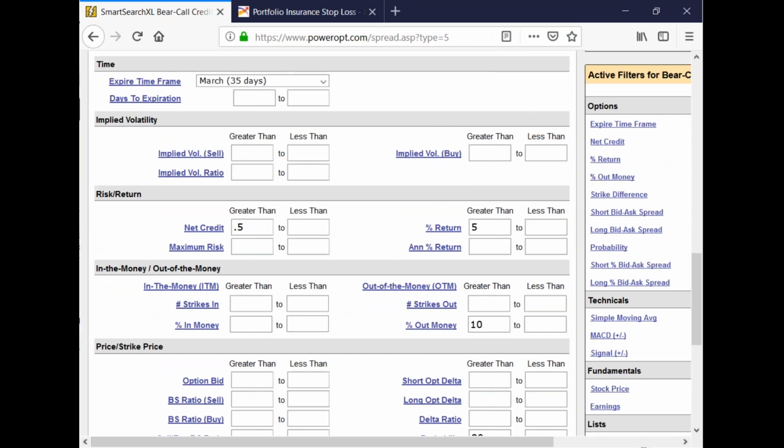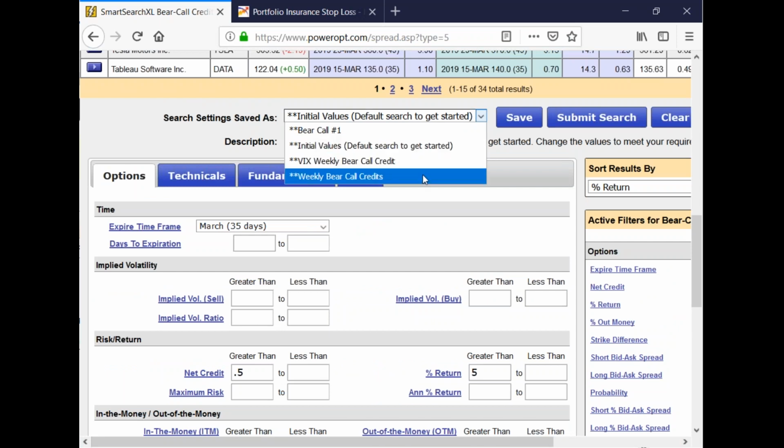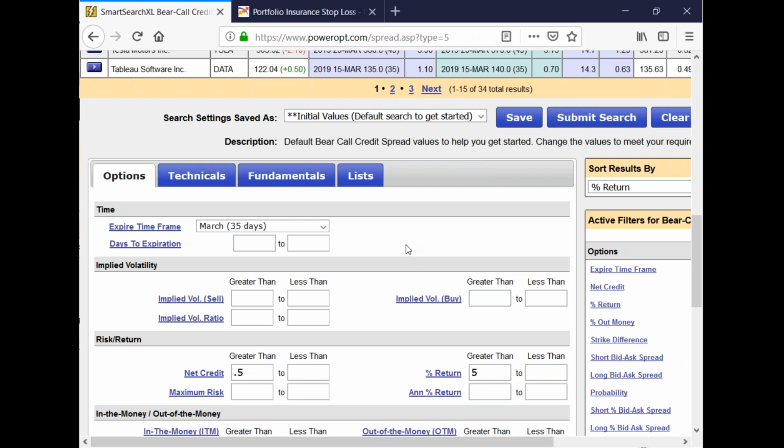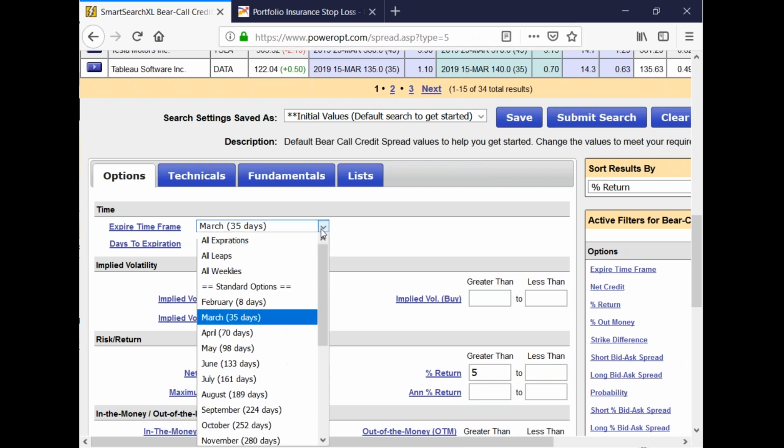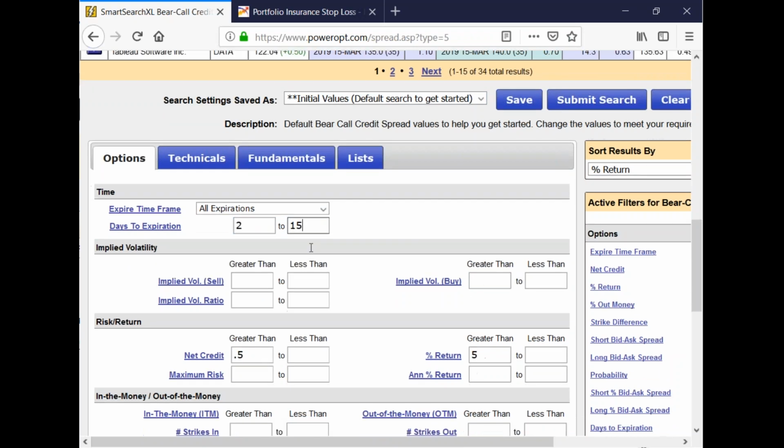Now, if I wanted to do a weekly search, most likely I would just select the weekly bear calls here from the drop-down and make adjustments to that search. I could do it from here as well. For example, I could just take the all expirations time frame, and I could say I just want to look for positions that expire in the next 2 to 15 days.